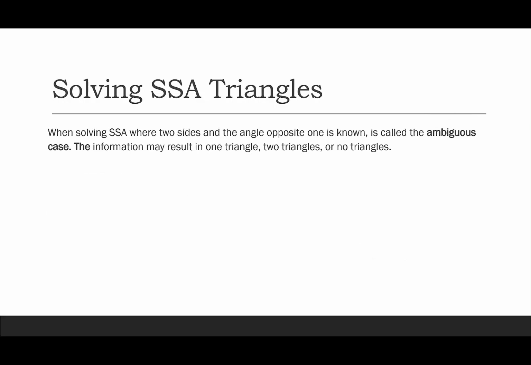When solving side-side-angle triangles, where two sides and the angle opposite one is known, this is called the ambiguous case. The information can result in one triangle, two triangles, or no triangles. We're going to go over a few examples to see what that really means.